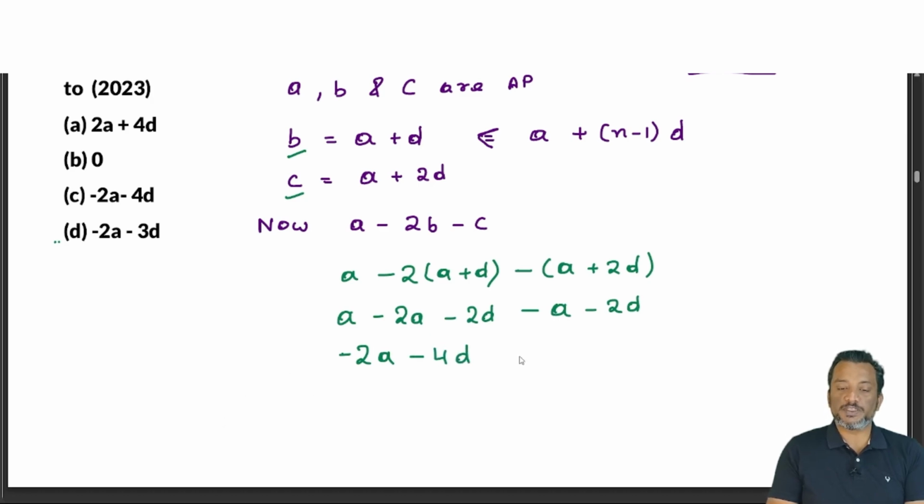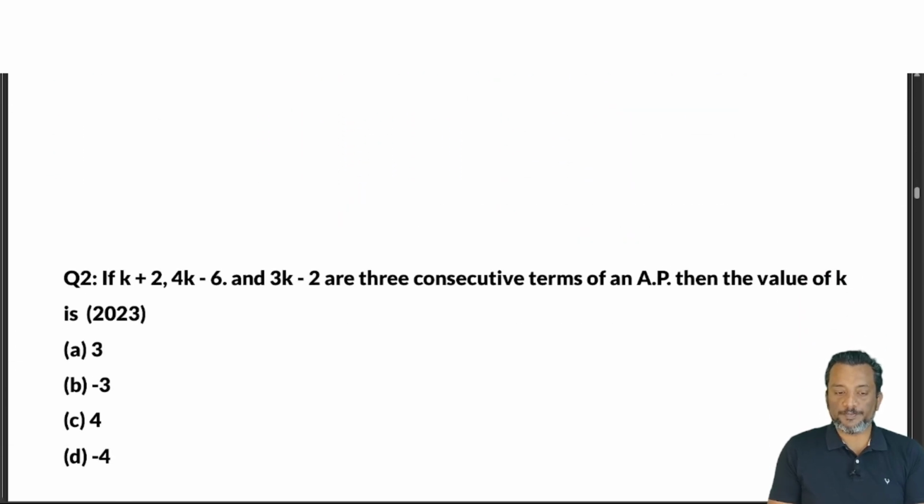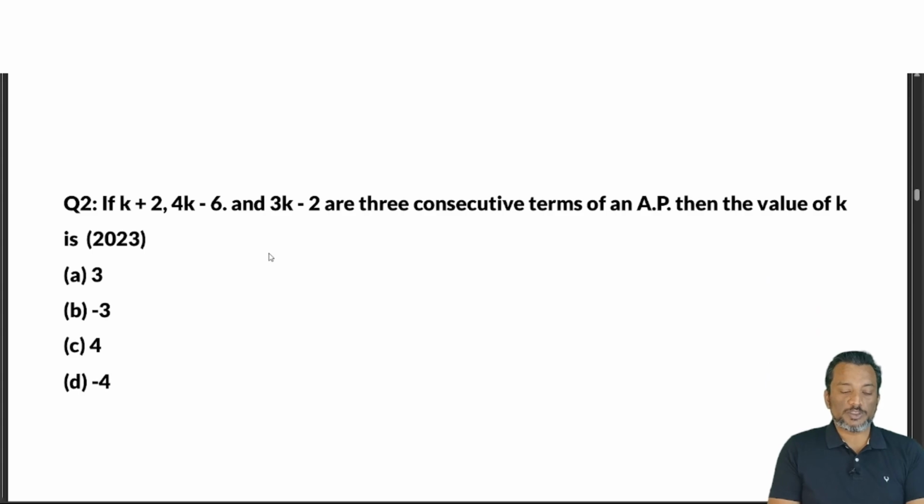So you have options, what? Your option is C. Hope you understand this one. So this is a trick question. Okay. Hope you understand. Now same way this is also a trick question.